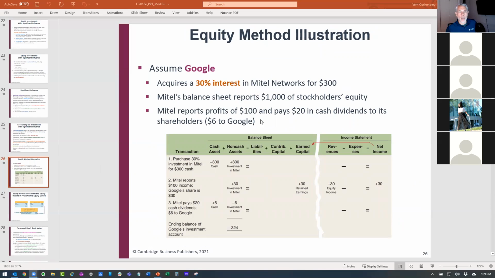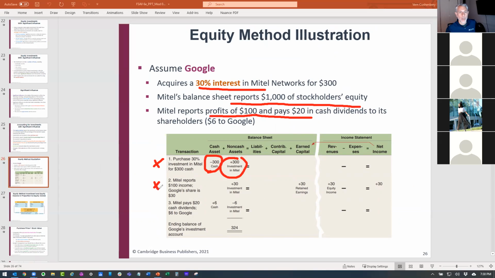Let's look at an example. So Google, in this case, has a 30% interest in Mattel Networks. Mattel's balance sheet reports $1,000 of stockholders' equity. Mattel reports profits of $100 and pays a $20 cash dividend. So time period 1, we got $300 in cash going out the door, and that gets us a $300 investment in Mattel. That's the easy one.